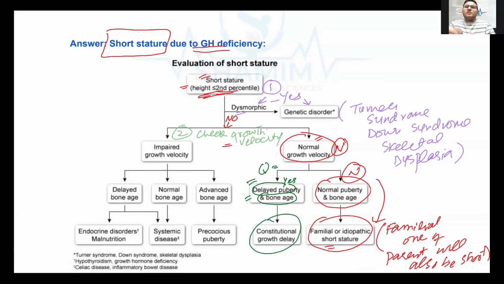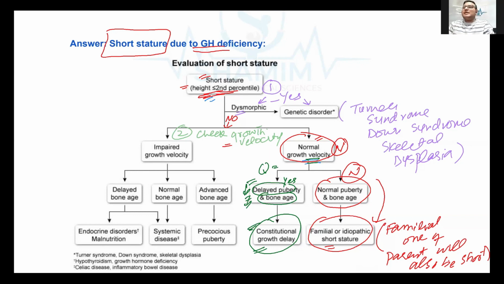But now we will go with another concept. First, we will ask the second question: is it less than second percentile? Growth velocity is normal. But a very important concept here is that there is decreased puberty and decreased bone age. What is constitutional? This is constitutional growth delay.